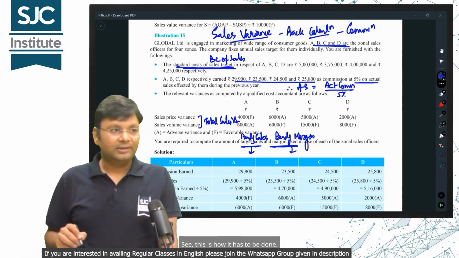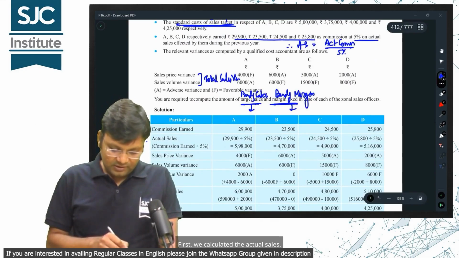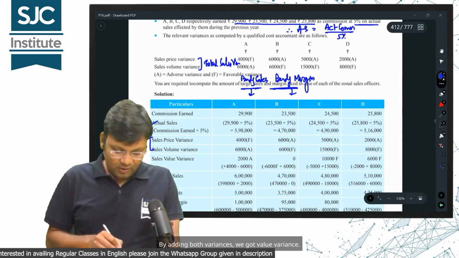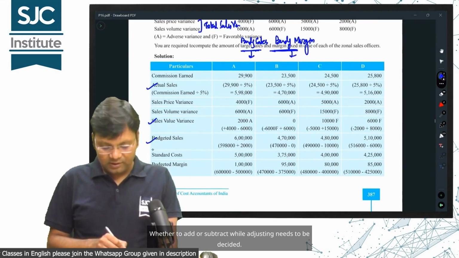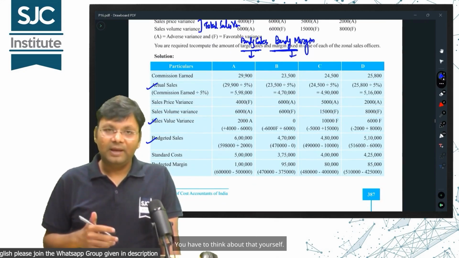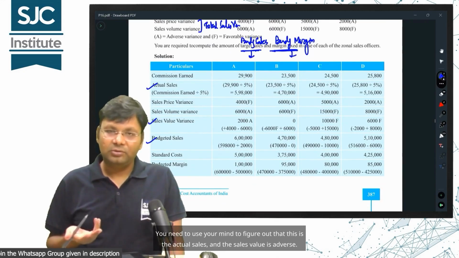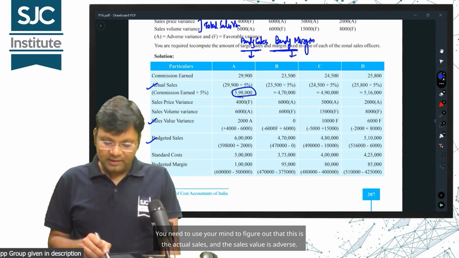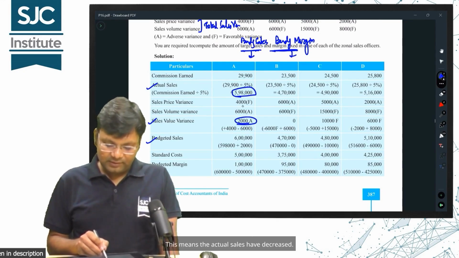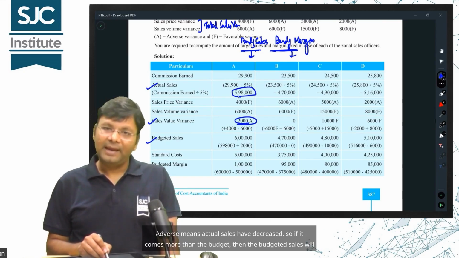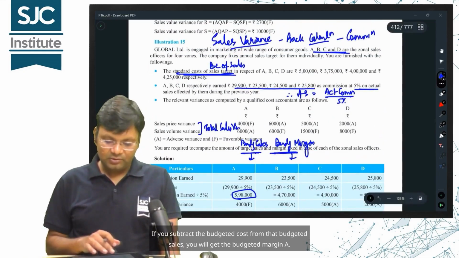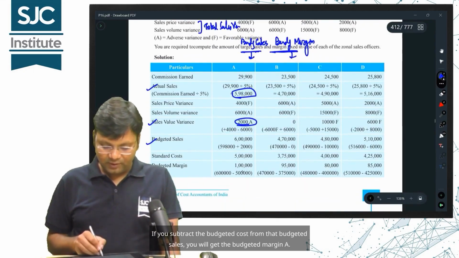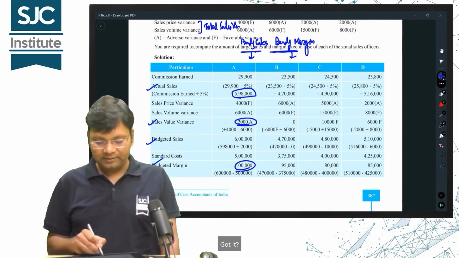See, this is how it has to be done. First, we calculated the actual sales. By adding both variances, we got value variance. After adjusting these, we arrived at budgeted sales. Whether to add or subtract while adjusting needs to be decided. You have to think about that yourself. You need to use your mind to figure out that this is the actual sales and the sales value is adverse. Adverse means actual sales have decreased, so if it comes more than the budget, then the budgeted sales will be 6 lakhs. If you subtract the budgeted cost from that budgeted sales, you will get the budgeted margin A. Got it?